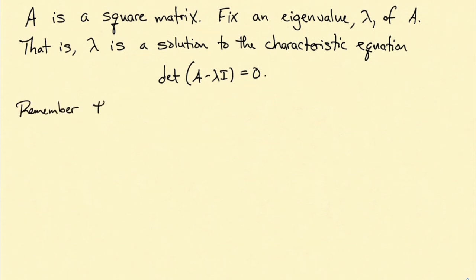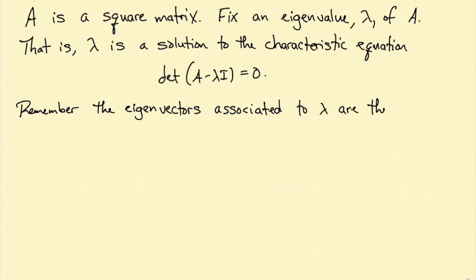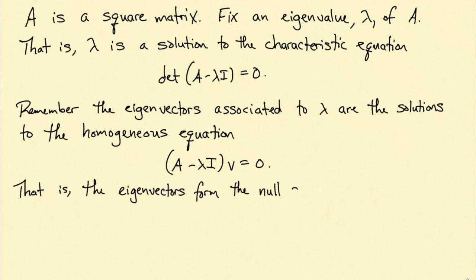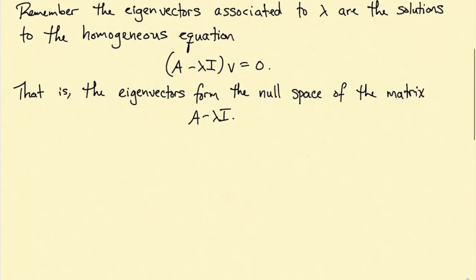We remember the eigenvectors associated to lambda are the solutions to the homogeneous equation (A minus lambda I) multiplied by v is equal to the zero vector. Stated another way, the eigenvectors associated to lambda form the null space of the matrix A minus lambda I. So, as you may imagine, if eigenvectors and eigenvalues are important, these null spaces are also very important subspaces of Rn. So we're going to give them a name.